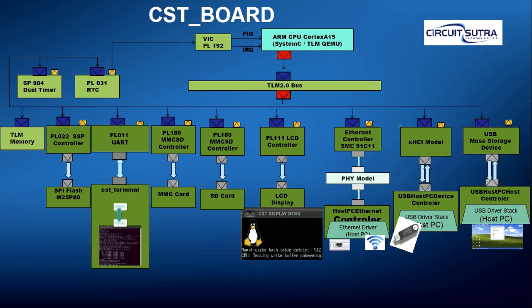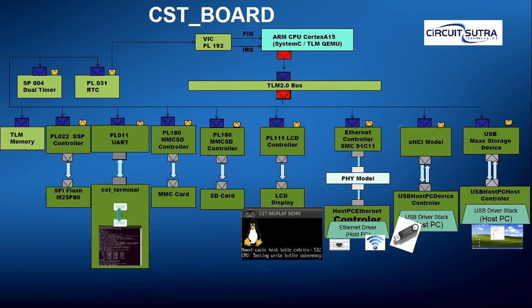It has a TLM 2.0 bus and models of several peripherals. The CST board has models of the minimum peripherals required to boot Linux, like memory, RTC, timer, interrupt controller, etc. Apart from that, it also has various models from the Quick Start package. In today's demo, we'll focus on the XHCI model, USB OSPC device controller, USB mass storage device, and USB OSPC host controller.